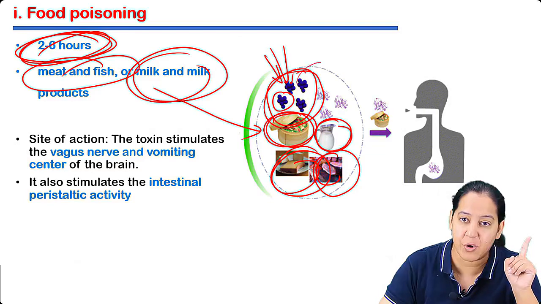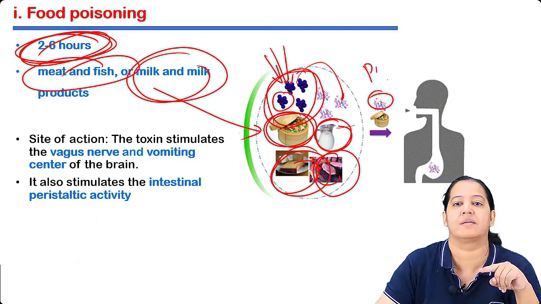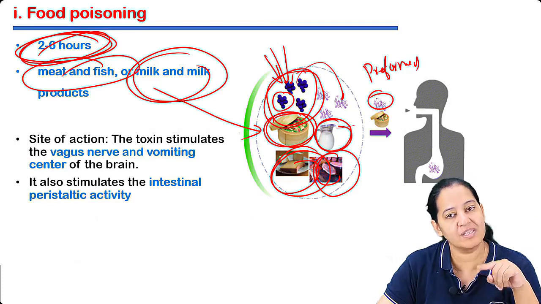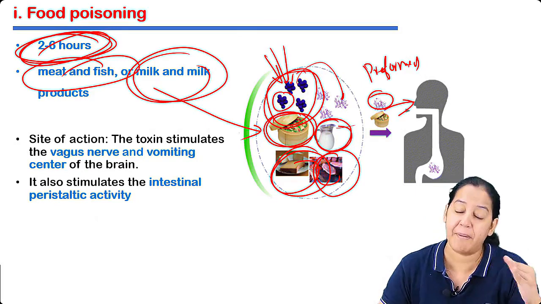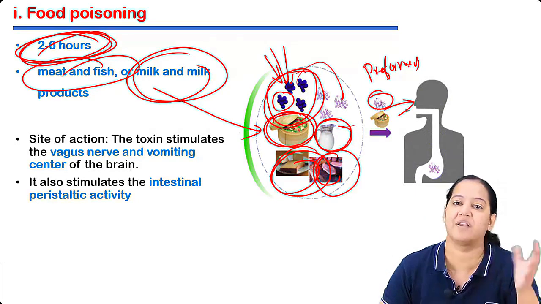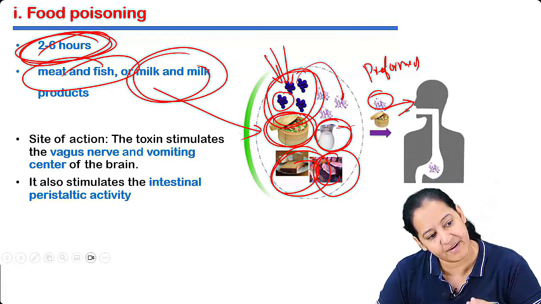It is producing a toxin. The person is eating the toxin, not the bacteria. It is a preformed toxin. The toxin is formed in the food itself. The person is not eating the bacteria. Mind my words. The person is eating the toxin secreted by the bacteria in the food. The food contains the toxin. The food contains bacteria, but the bacteria secrete the toxin and die.